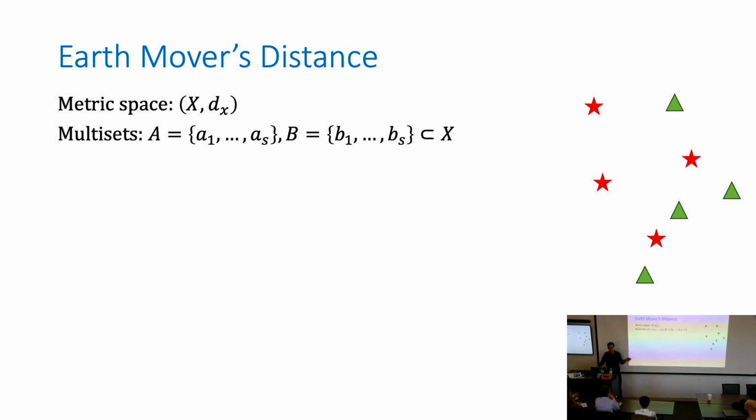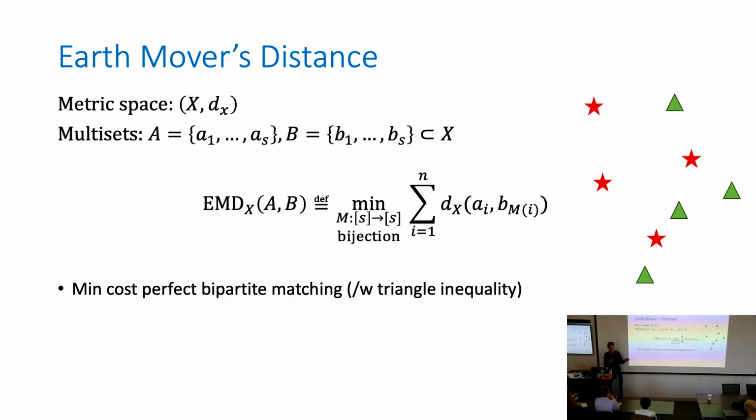So what is the Earth mover distance? Well, it's the minimum cost of a perfect bipartite matching between the points in A and the points in B, where the cost of moving a point from A to B is the distance from the underlying metric space. So it's the minimum over all bijections from the points in A to the points in B. If I think of it as a matching, I'm trying to match up the A points and the B points, and then you sum the cost of each A point with its matched B point. And the Earth mover distance is the minimum such cost over all matchings. So you have your triangles and your stars, and you want to find the best matching between the triangles and stars. And the cost of that is the Earth mover distance.